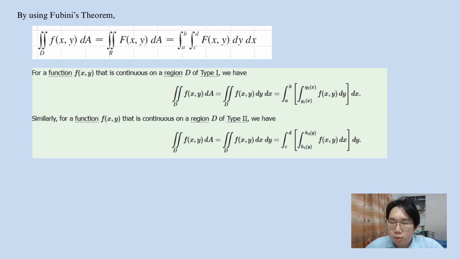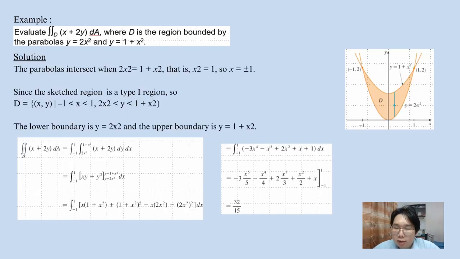After identifying the type of region, now we come to the step of finding the solution. By using Fubini's theorem, for a function f(x,y) that is continuous on a region D of type 1, we integrate first with respect to y, and then with respect to x. Similarly, for a function f(x,y) that is continuous on a region D of type 2, we integrate first with respect to x, and then with respect to y. The main difference between these two types is that type 1 is dy dx, and type 2 is dx dy. Okay, let us go through an example of double integrals over general regions.